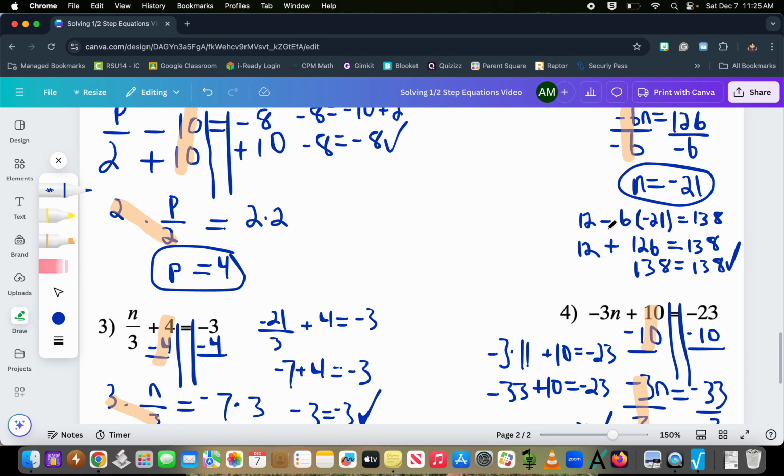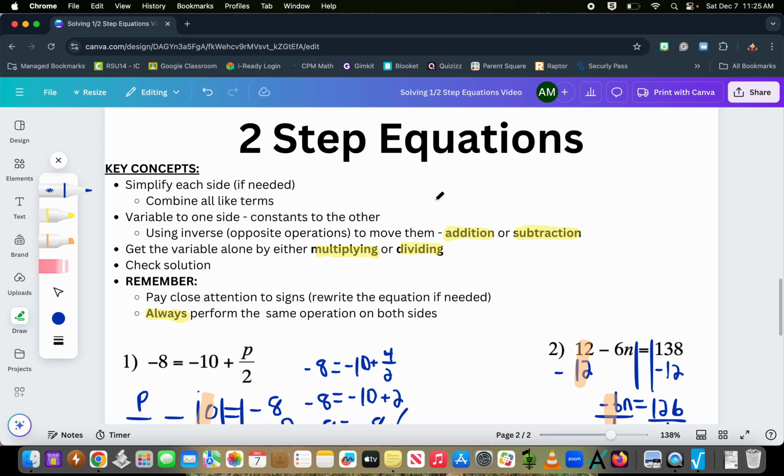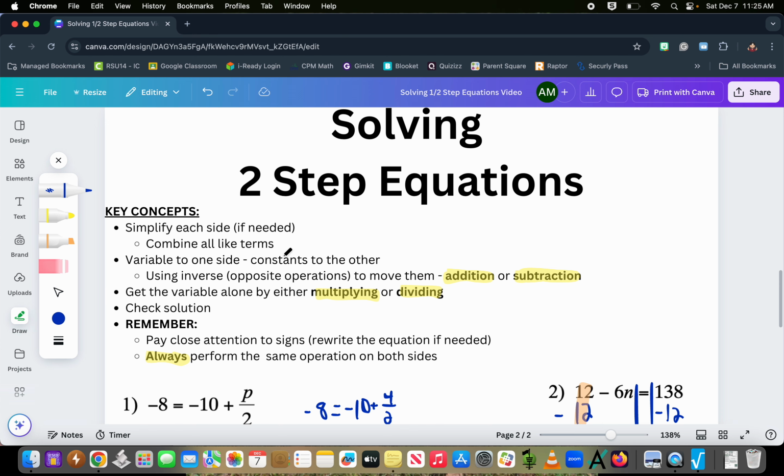Okay. So if we go back up and look at our concepts here for two-step equations. Simplifying if needed. The ones we saw below, we didn't need to combine any like terms. We did get our variable to one side and our constants to the other, meaning our n's, our p's, our x's, our y's on one side, constants other. We did that by using inverse operations, so in this case, addition or subtraction. Lastly, to get our variable alone, we either multiplied or divided both sides. And then we checked our solution. We made sure that what we found made the equation true.